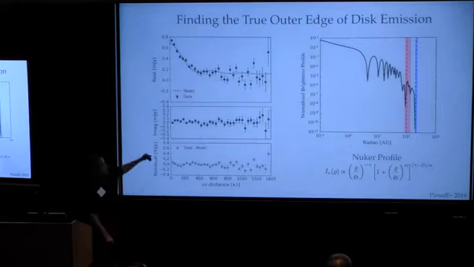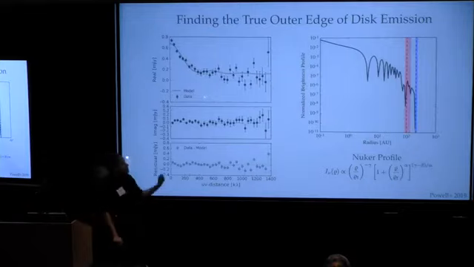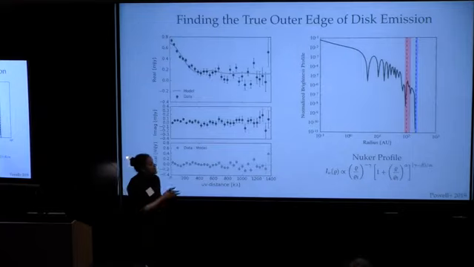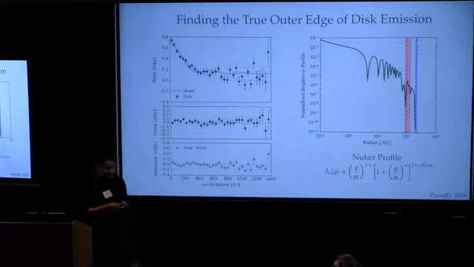So here on the left, I'm showing a modeled interferometric visibility profile for one of our disks. And on the right, I'm showing simulated surface brightness profiles, where in blue, you can see that our method does a good job of picking up the disk outer edge, even if there are confounding dips in brightness.